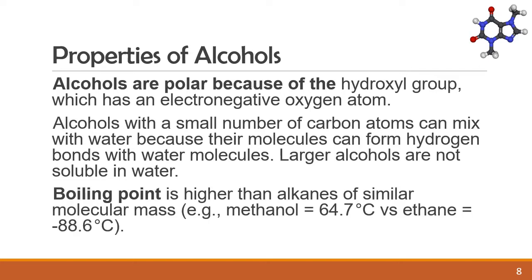The boiling point of alcohols is higher than alkanes of similar molecular mass. For example, methanol has a boiling point of 64.7 degrees Celsius. On the other hand, ethane has a boiling point of negative 88.6 degrees Celsius.